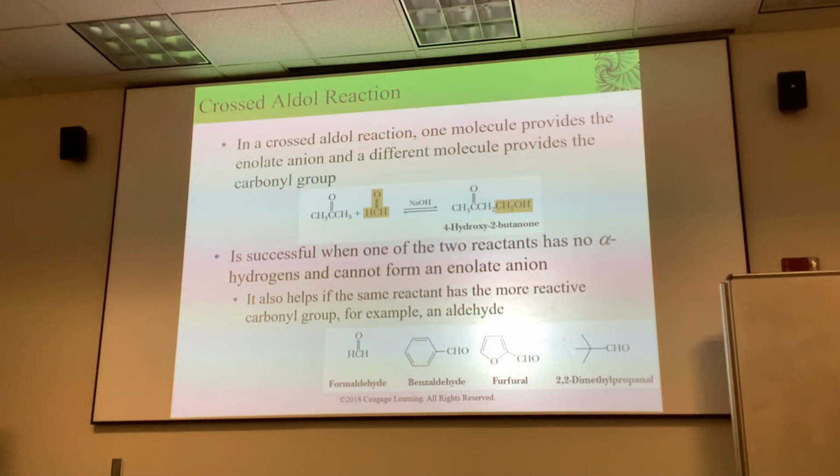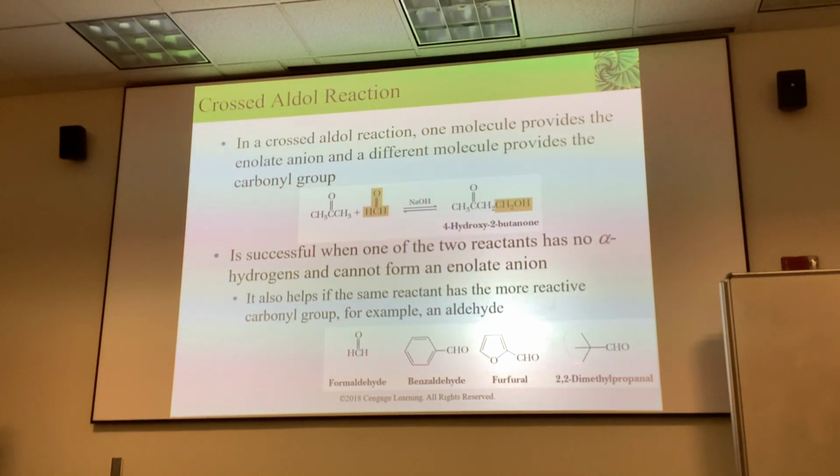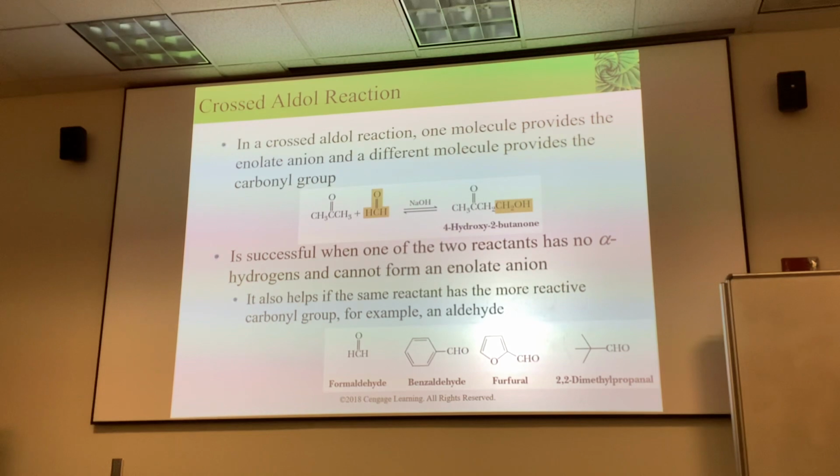So it also helps if the reactant that doesn't have any alpha hydrogens has a more reactive carbonyl group, because you still could get some of this becoming an enol and attacking itself, right? But if you get one of these that is a much more reactive carbonyl group, for example an aldehyde, then you can promote that to happen better. So, more reactive carbonyl group, aldehydes are more reactive because, do we remember that? Aldehydes, more reactive carbonyl groups.